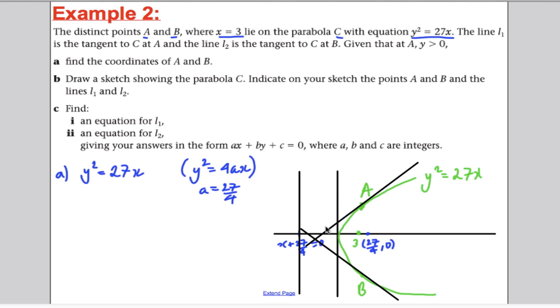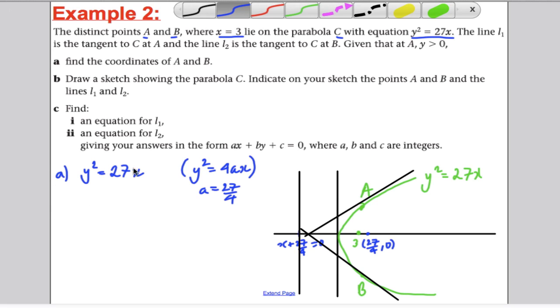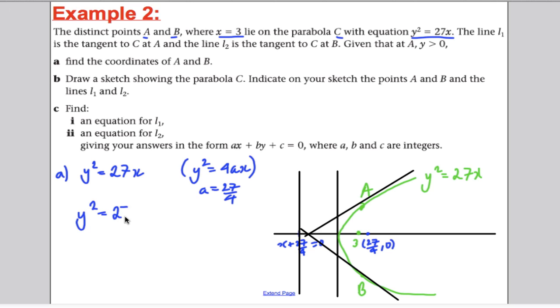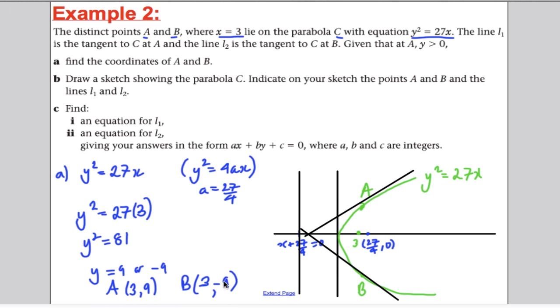Now, by symmetry, this drawing isn't quite right. You can imagine they must both cross at the same point somewhere there, by pure symmetry. Find the coordinates of A and B. Well, that's easy for part A. I know that x is equal to 3, so y squared is 27 multiplied by 3. y squared is 81, so taking square roots, y is 9 or negative 9. Therefore A is the coordinate (3, 9) and B is the coordinate (3, -9). And that's it, I'm done.